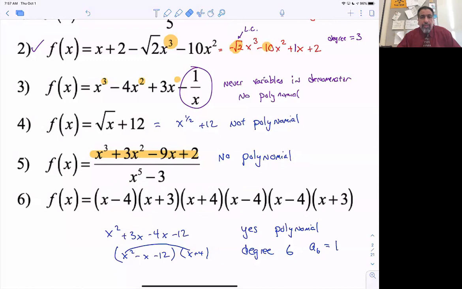So that's going to end our first section, our first learning objective today, just identifying polynomials. Make sure you understand degree, make sure you understand how that polynomial formula works, and make sure you can find the leading coefficient. Hope that makes sense.